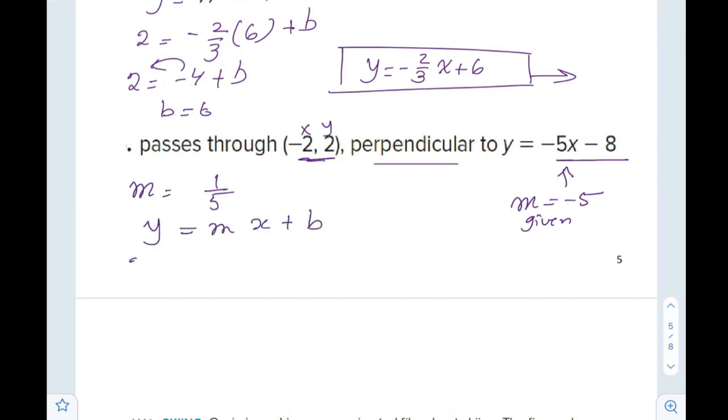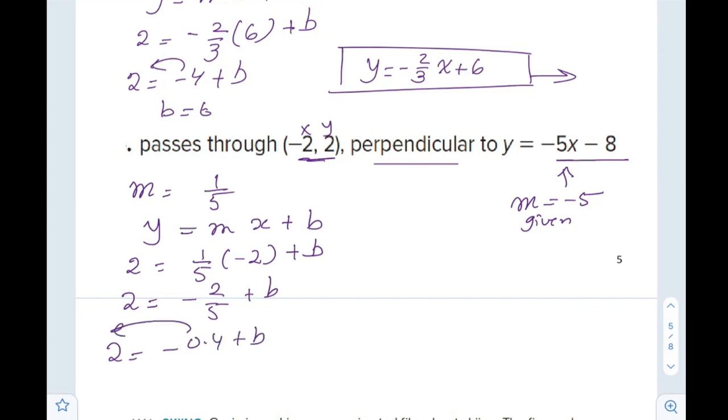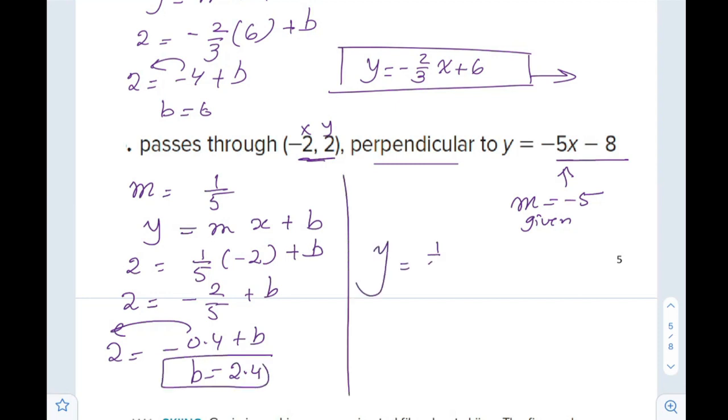My y is 2. 2 equals 1/5 times -2 plus b. So 2 is -2/5 plus b, so 2 is -0.4 plus b. So b is 2.4. So my equation now is y equals the new slope times x plus 2.4. You can use the decimal as well. That's fine. You can use y equals 0.2x plus 2.4, or keep it in fraction form, it's fine.